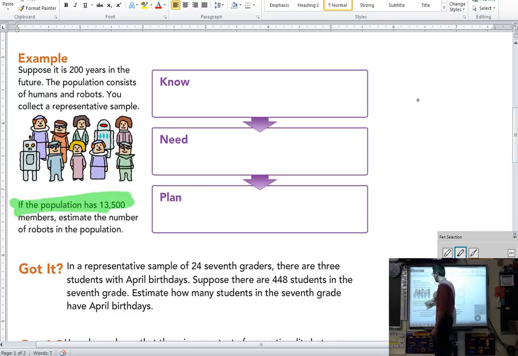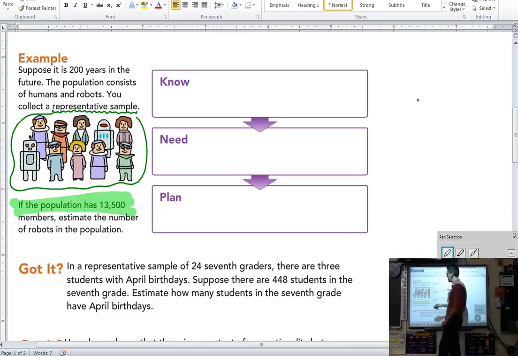Our population of a certain town in the future, we're still 200 years in the future, is 13,500 members, not beings or humans, because we have robots incorporated now. So look at your sample. This is our representative sample. Which ones are robots? The metal guys with the red eyes, wearing futuristic clothes. So you have 2 robots.